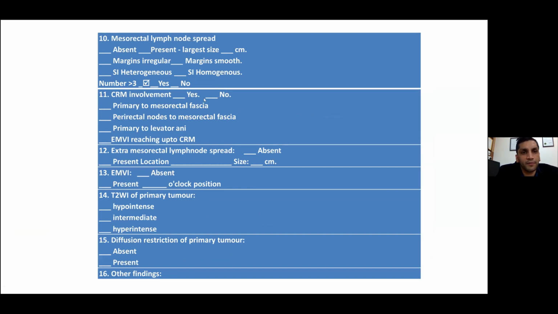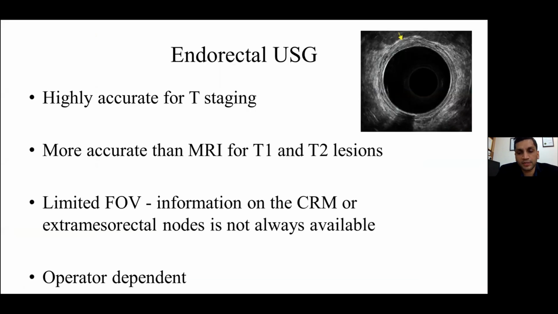Then, the mesorectal lymph nodes: the size, the margins, the shape, whether there is CRM involvement, whether there are extramesorectal lymph nodes, and extramural vascular involvement, which is a very important factor that will determine the prognosis of the patient. In terms of whether the tumor is mucinous or non-mucinous, T2-weighted imaging is important because mucinous tumors will be hyperintense. And diffusion restriction is important because that will determine the response assessment after neoadjuvant chemoradiotherapy. So that was basically a gist of what this talk is going to be.